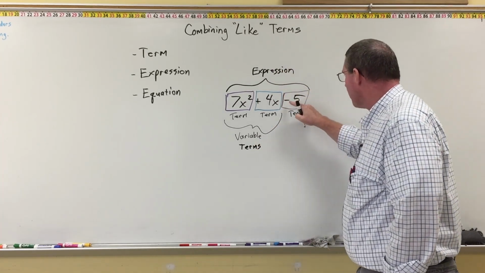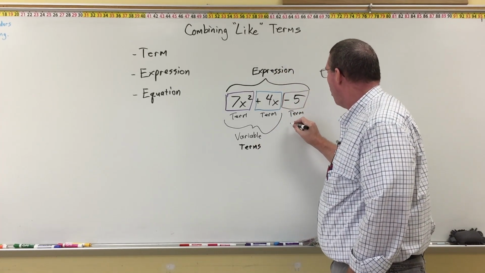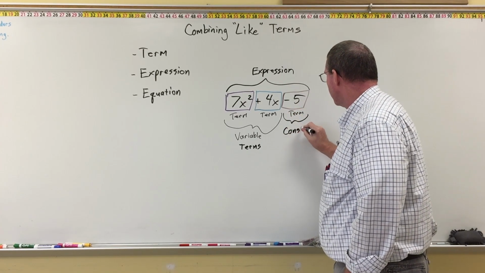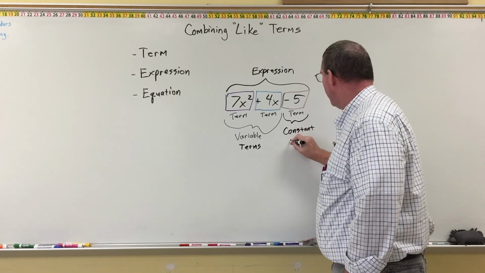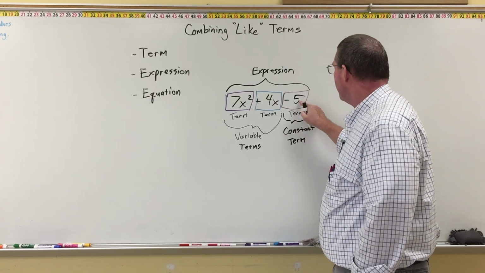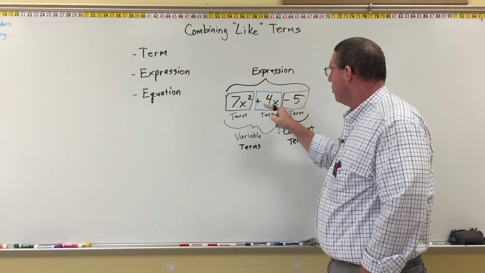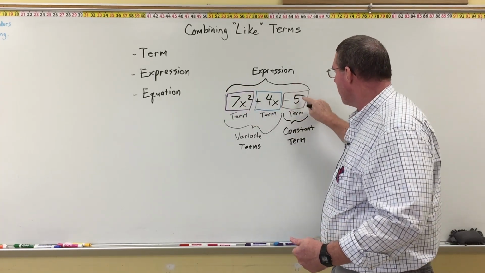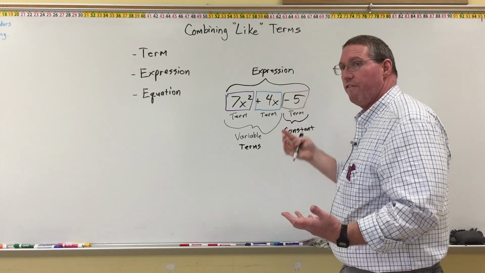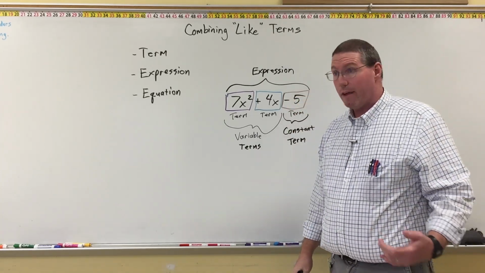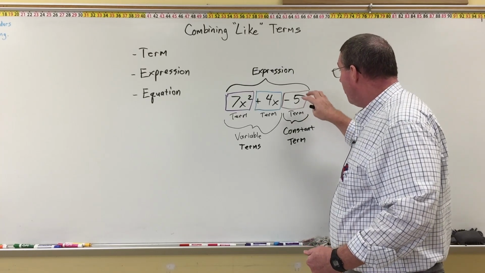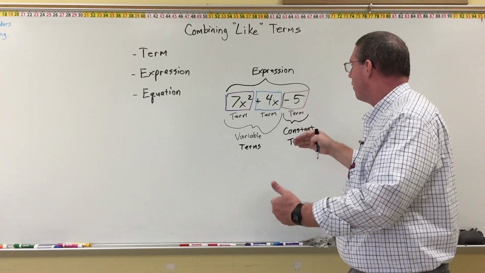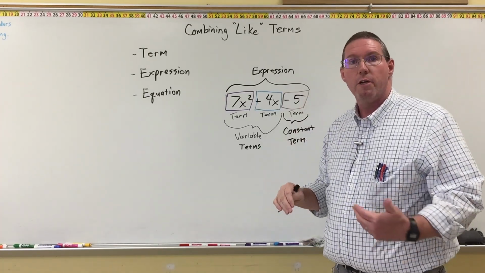But this 5 here, this minus 5, that is what's called a constant term, because it does not have a variable in it. And so it doesn't matter what value x takes on over here. Over here, this is always going to have a value of -5. And therefore, the value of this term will stay constant at -5. Therefore, it is a constant term.